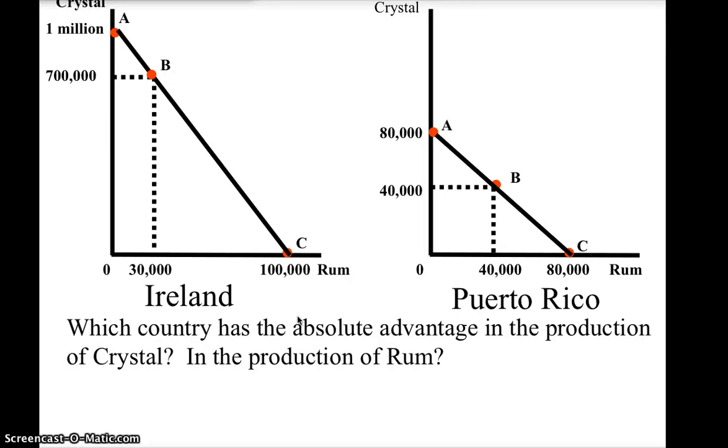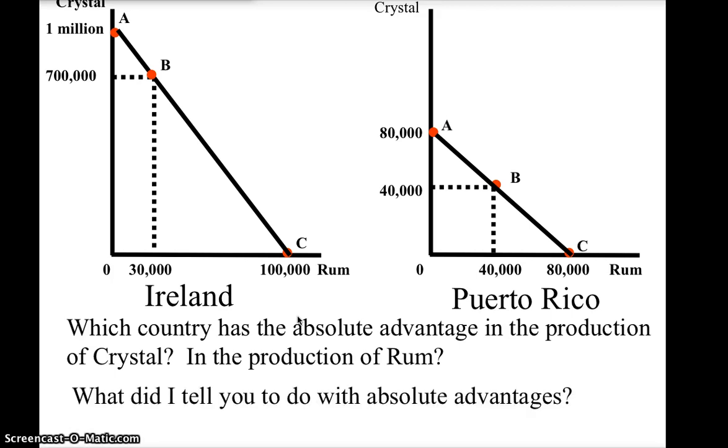So which country has the absolute advantage in the production of Cristal? Well, it definitely looks like Ireland does. They can produce 1 million, whereas Puerto Rico can only produce 80,000. But what about in the production of rum? It looks like Ireland still has the absolute advantage because they can produce 100,000 and Puerto Rico can only produce 80,000. But what did I tell you to do with absolute advantages? Basically, kick them out the door. We don't worry about them because comparative advantage is much more important.